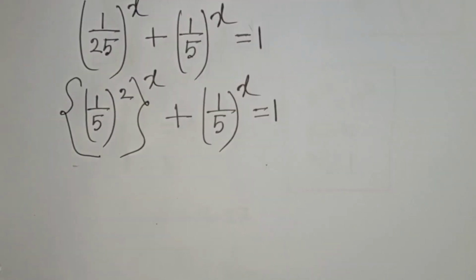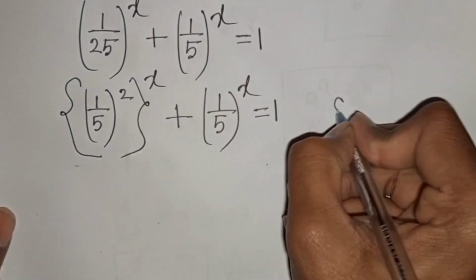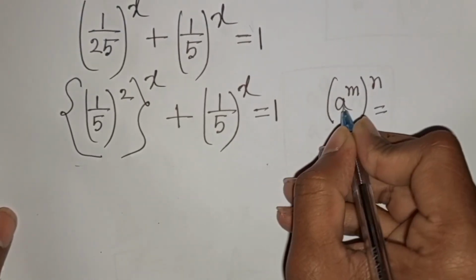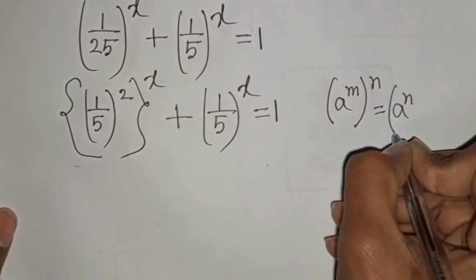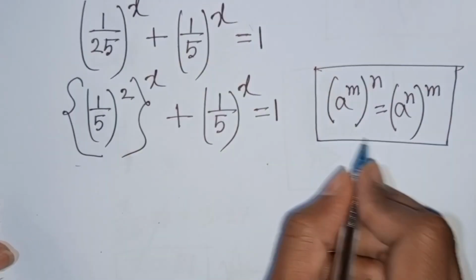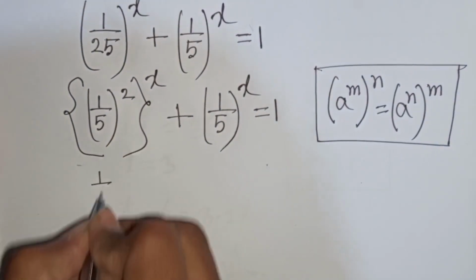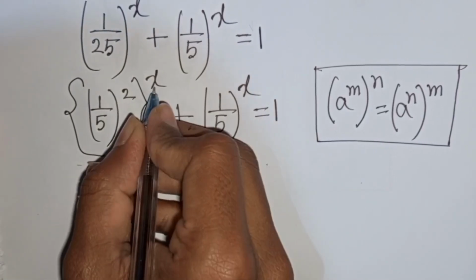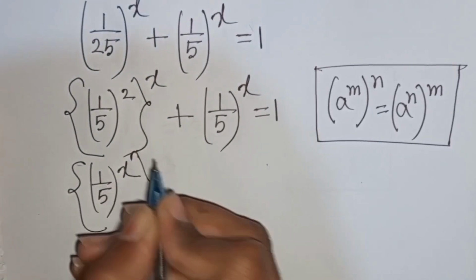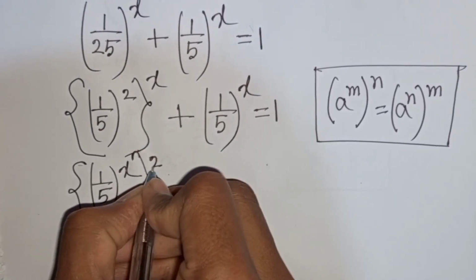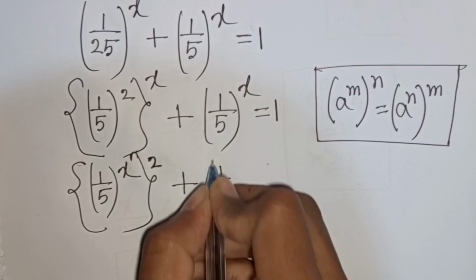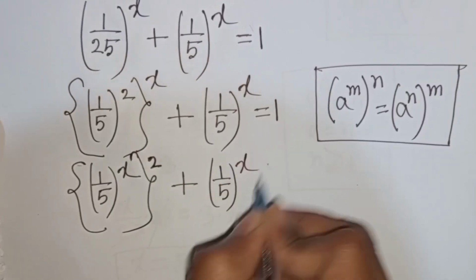Now here we can apply the exponential rule that a power m, in brackets, power n is equal to a power n, in brackets, power m. According to this rule, we can write (1 by 5) power x, in brackets, to the power of 2, then plus (1 by 5) power x is equal to 1.